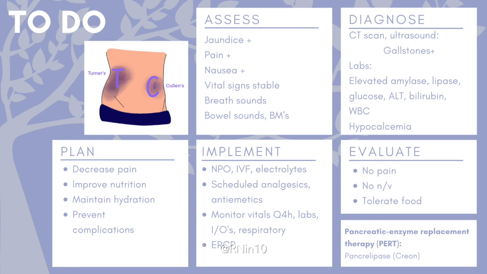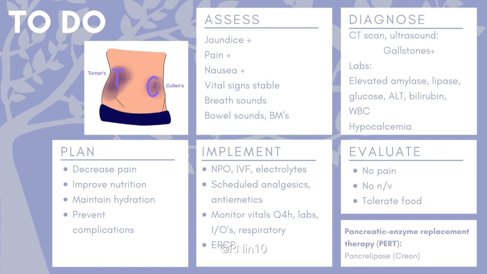We should also assess her abdominal area for Grey Turner sign and Cullen sign, which are bruise-like discolorations that can occur when the enzymes leak into the skin. So the doctors have diagnosed her with pancreatitis. The CT scan showed the inflammation that is characteristic of pancreatitis. The ultrasound showed gallstones, and these explain her symptoms. We also get some lab values back that confirm this diagnosis.